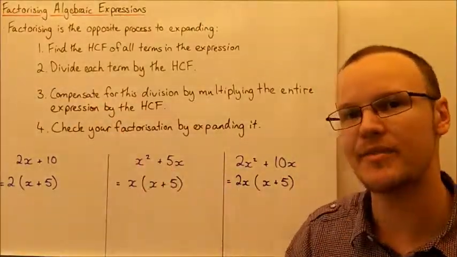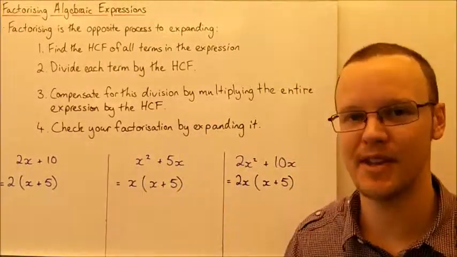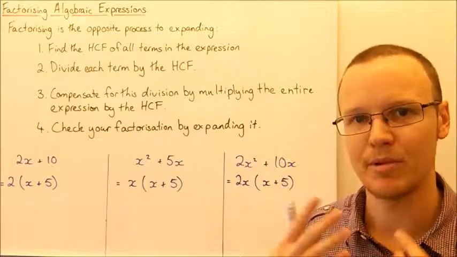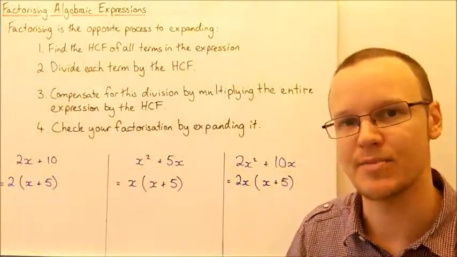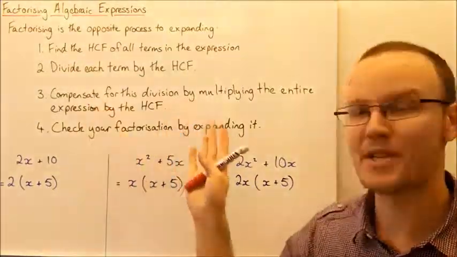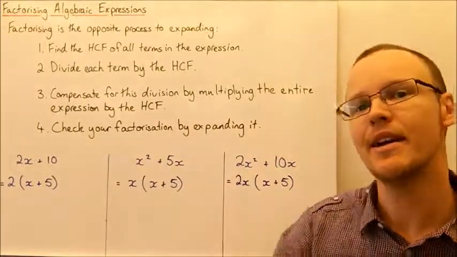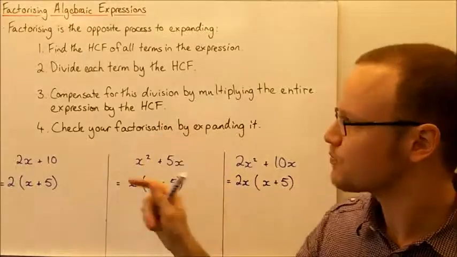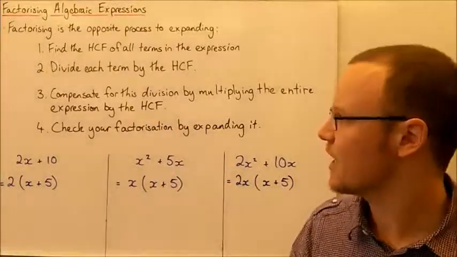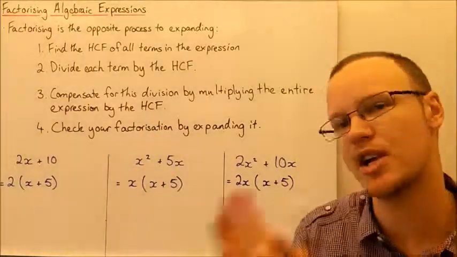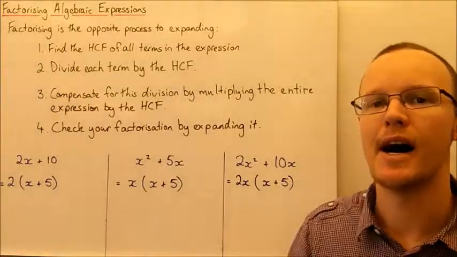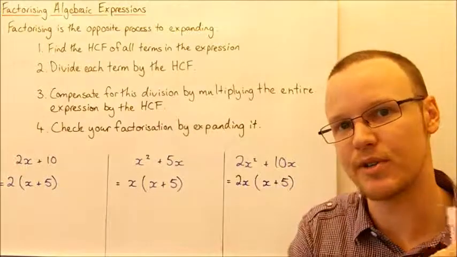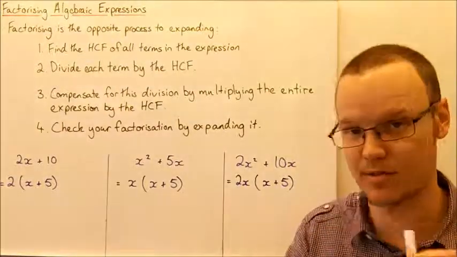Then we need to compensate for this, because if we just divide everything by the highest common factor, we're not left with the same expression that we started with. We're not left with an equivalent expression at all. So we need to compensate for this division by multiplying the whole expression by that highest common factor. We then need to check the factorisation by expanding it. If we expand it out, then we can see, yes, we've got an expression equivalent to what we started with.